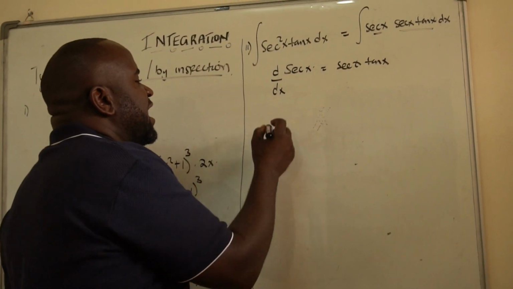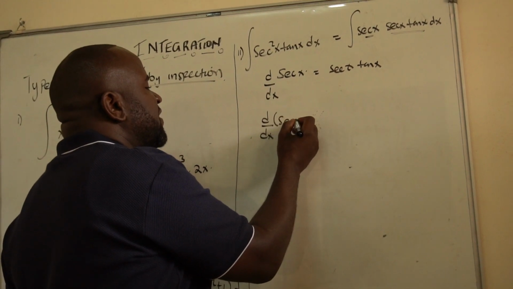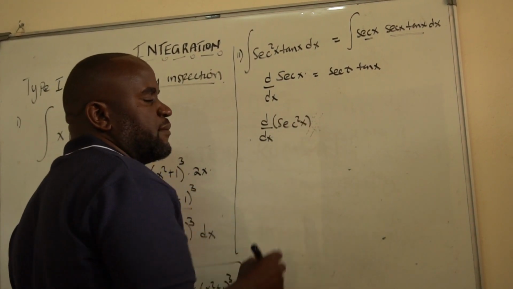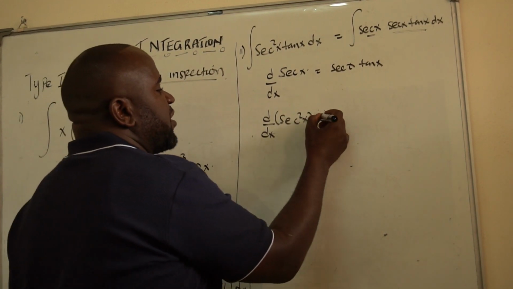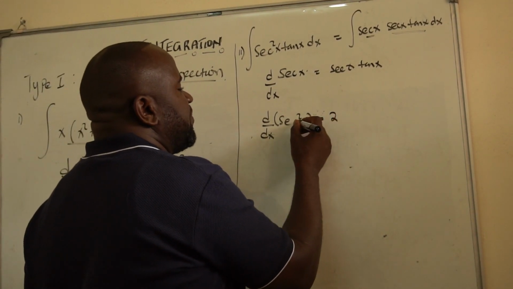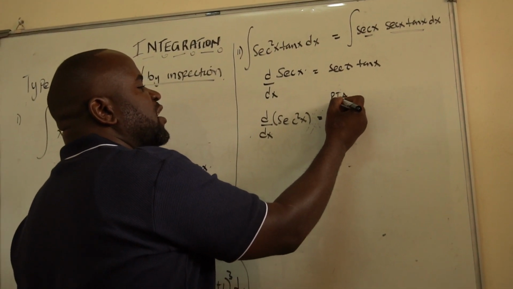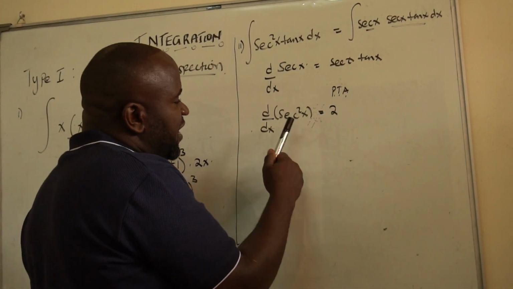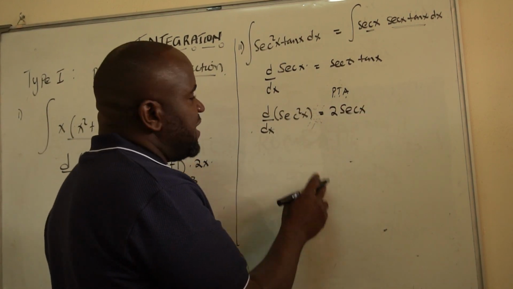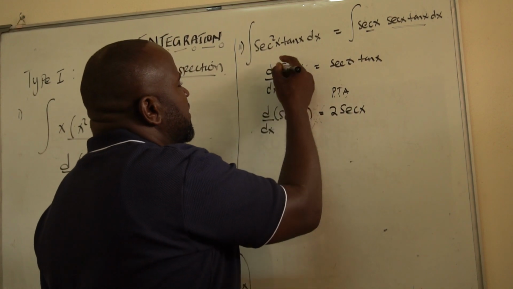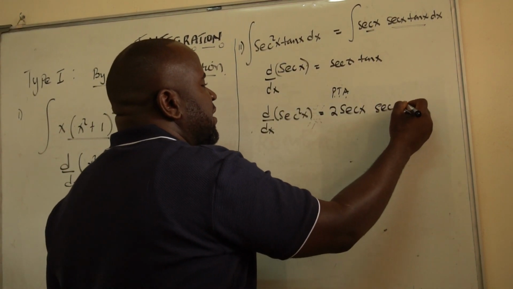If yes, I increase the power of the original function. So this time around, I'll have to investigate sec squared x. If I inspect sec squared x, what will I realize? I'll realize twice power rule, because we normally say PTA: power, trig function, then the angle. So if I differentiate the power, I get 2. I get sec of x. Then I differentiate the trig function. The derivative of sec we have already seen is sec tan. So I'll realize sec tan of x.